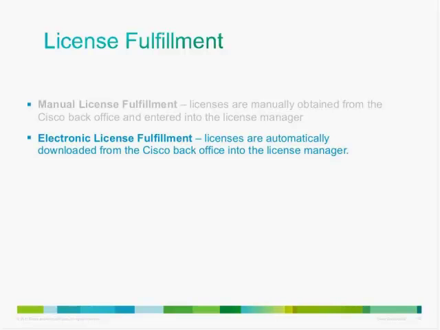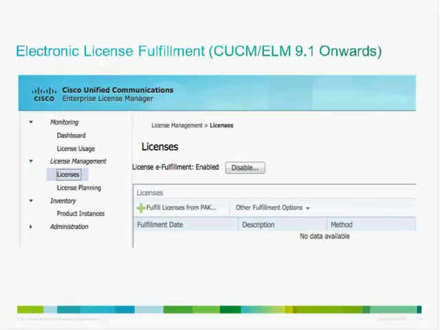Now the next option we have is electronic license fulfillment, which is not available, as I mentioned before, in the 9.0 version of Communications Manager. It's available in 9.1 onwards. So this is the Enterprise License Manager from a different CUCM version, which is 9.1. As you can see here, we have a licenses option, and it says license e-fulfillment enabled. But right now I don't have a pack again, so I don't have a license installed here.